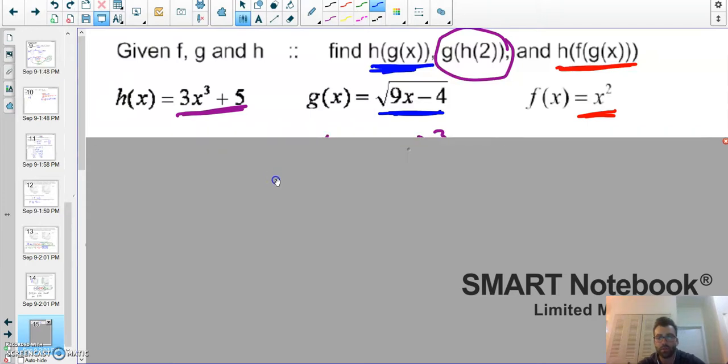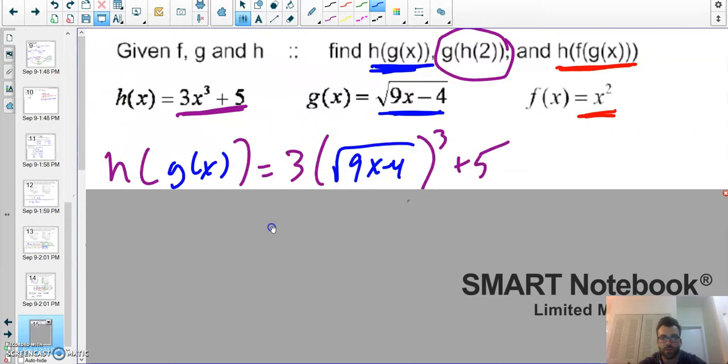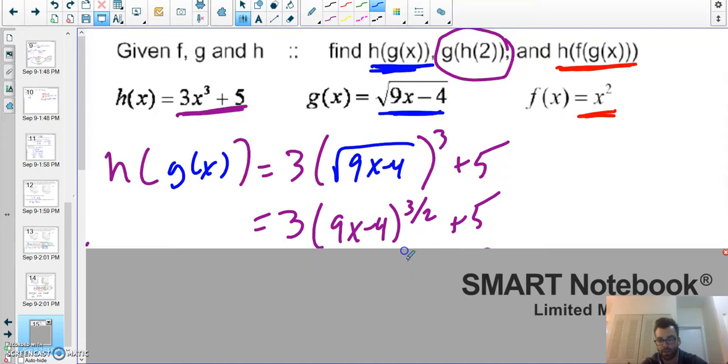Let's go h of g of x first. For h of g of x, I substitute g in for x in h. You could leave it like this: 3 times the quantity, the square root of 9x minus 4, all cubed, plus 5. Or you can rewrite that with a fractional exponent. Realize that the square root gives you a 2 in the denominator, the square root of x is x to the 1/2, plus 5. Either is acceptable.